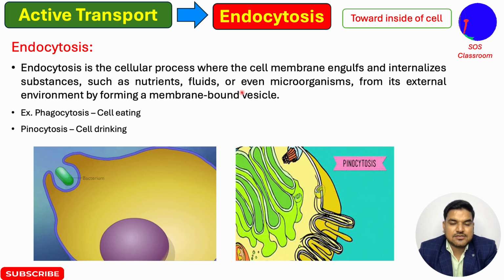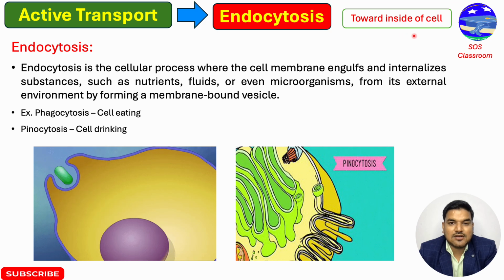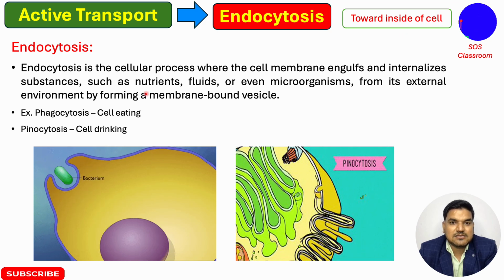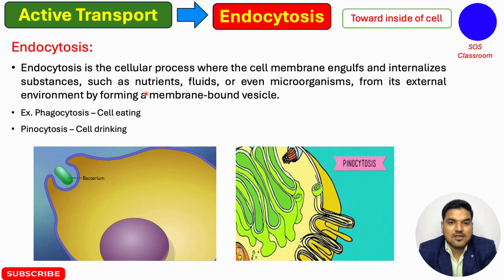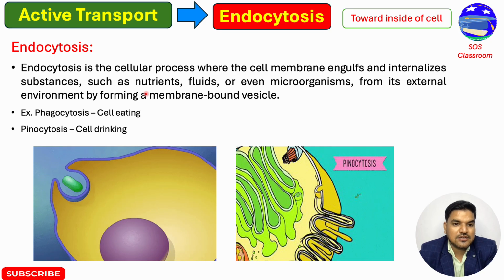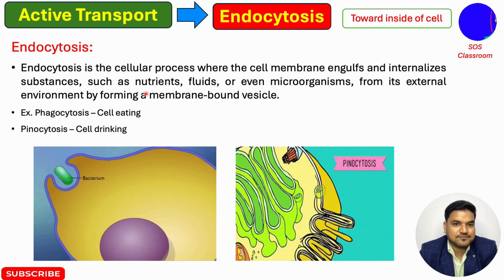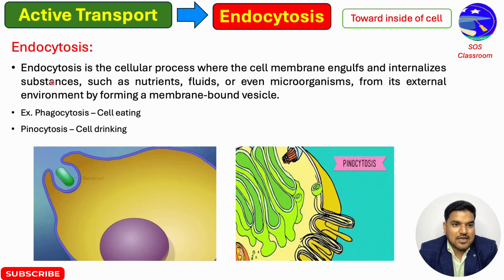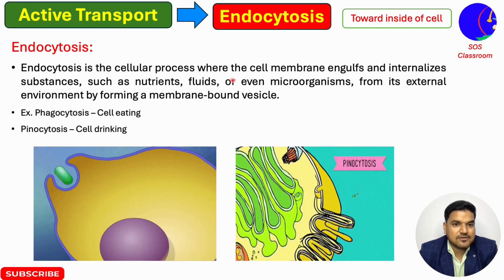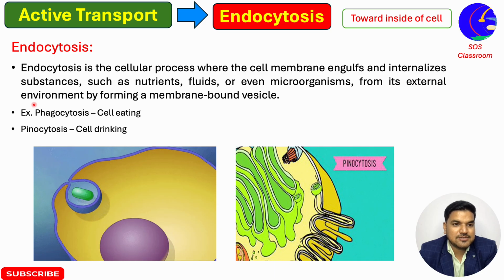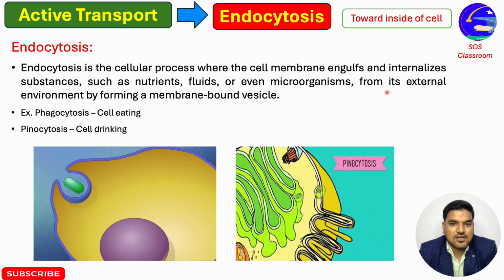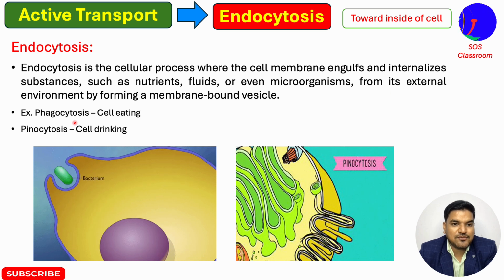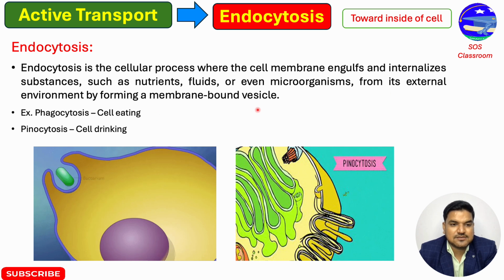Next is endocytosis. Endocytosis means toward the inside of the cell, the movement of molecules or substances from the outer environment to the inner environment of the cell. Endocytosis is the cellular process where the cell membrane engulfs and internalizes substances such as nutrients, fluid, or even microorganisms from its external environment by forming membrane-bound vesicles.